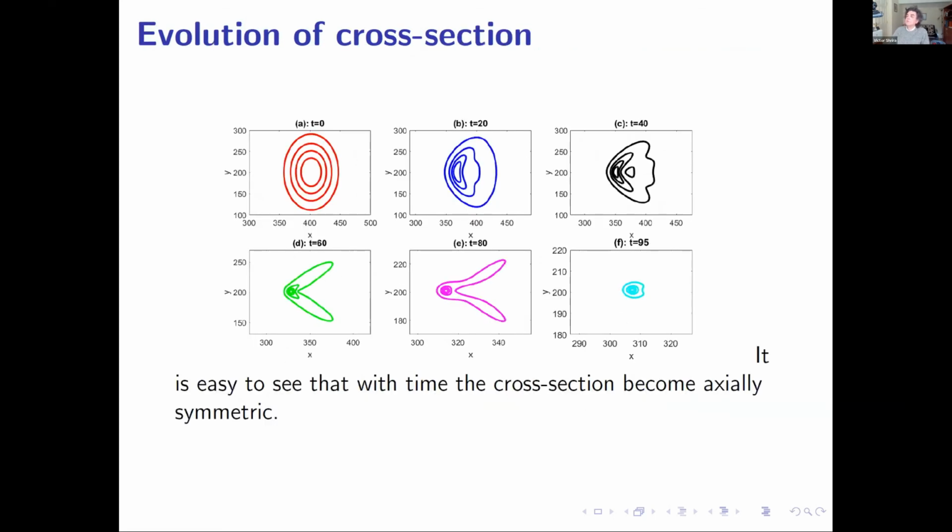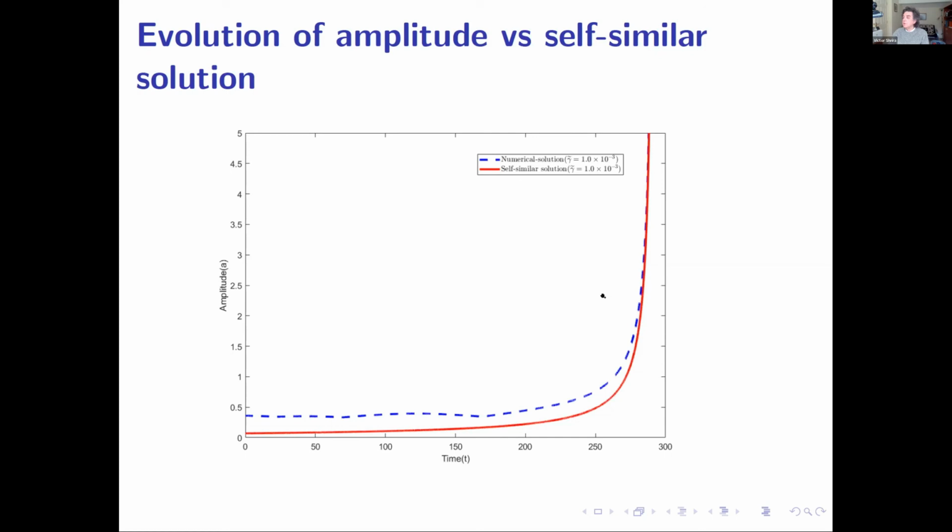What is very interesting is that the presence of such very big stratification strongly affects the evolution of the cross-section of this perturbation. These are cross-sections at different times, and as you can see, the evolution is quite non-trivial. At the same time, for larger times, when we approach collapse, everything tends to become axially symmetric, and our self-similar solution is axially symmetric. It applies to this case as well, and the agreement is nearly perfect.